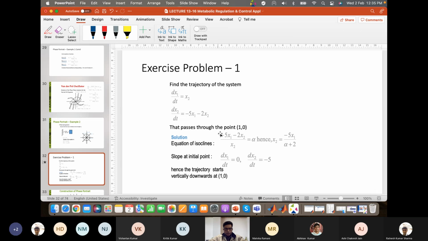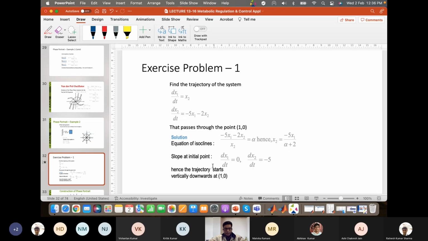Okay, so we do the same construction all through. First we look at the right hand side, and if I divide dx2 by dx1, then I'll get the negative components here, (-5x1 - 2x2) divided by x2, and we say let that equal alpha. Then this becomes the equation for the isocline, which, if you resolve this and make x2 the subject of the formula, you'll get in this fashion.